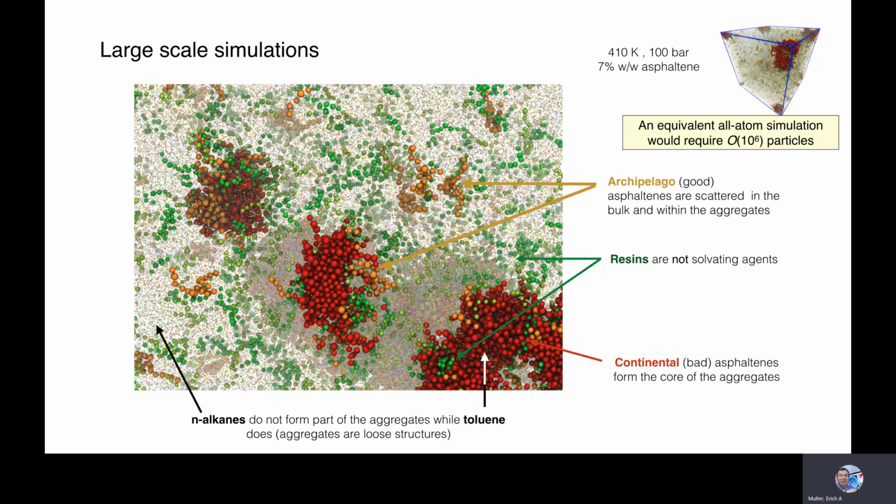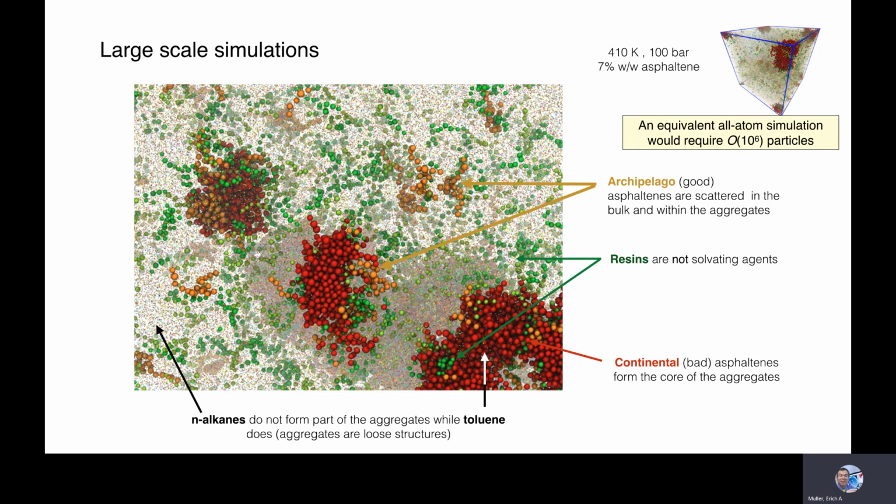We performed extremely large-scale simulations in these systems, and for some conditions, we actually saw the expected aggregation. What we saw was that the continental ones, which we called bad asphaltenes, the red ones in this plot, showed significant self-aggregation. For the other molecules, the archipelagos, which have the same molecular weight but different conformations, would remain in suspension and would not really form part of these large clusters.